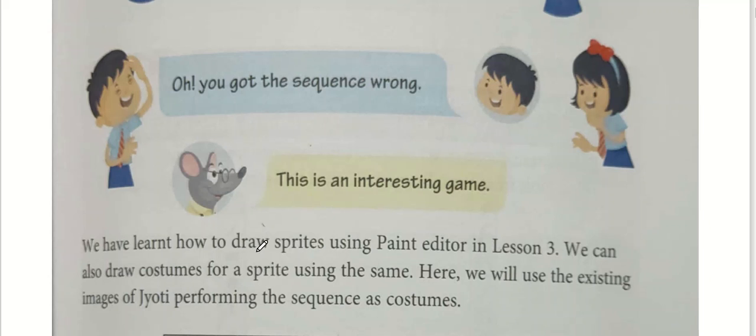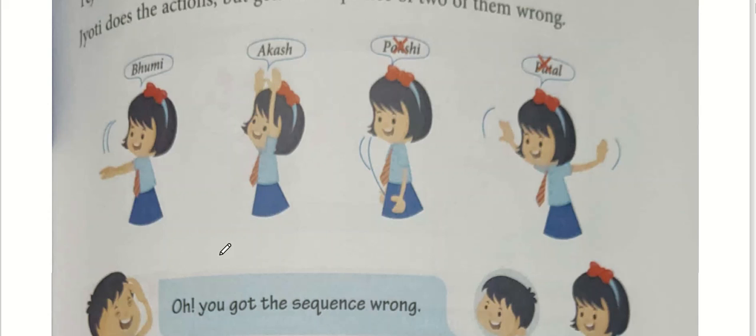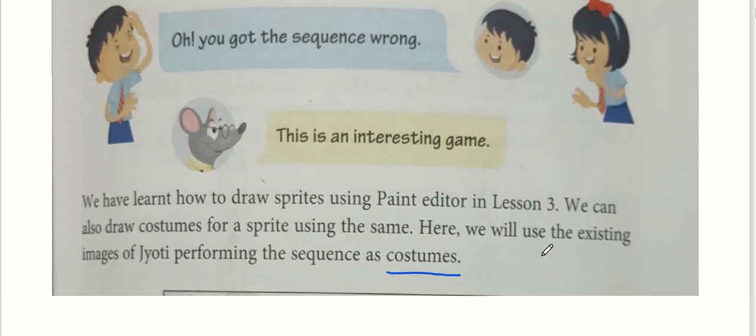We have learned how to draw sprites using the Paint Editor in lesson 3. We can also draw costumes for a sprite using the same. Here we will use the existing images of Jyoti performing the sequence as costumes. I told you that the meaning of costume is different appearances or poses of the sprite. So here these are the four different poses. These are the poses or costumes for Jyoti.